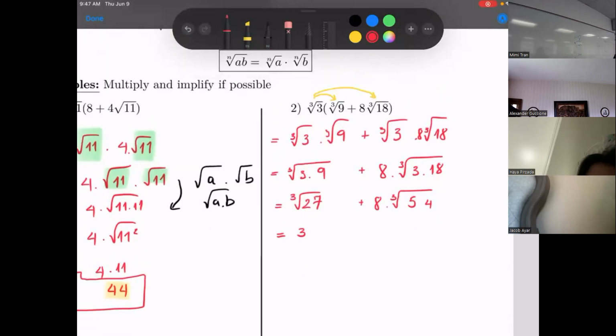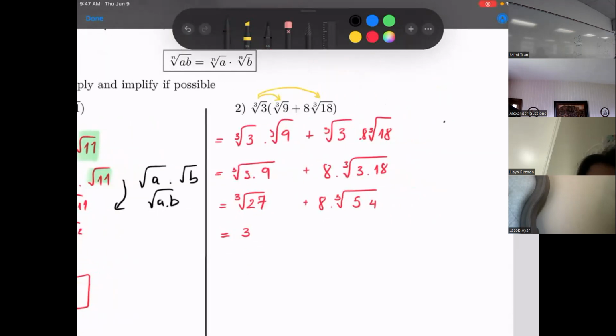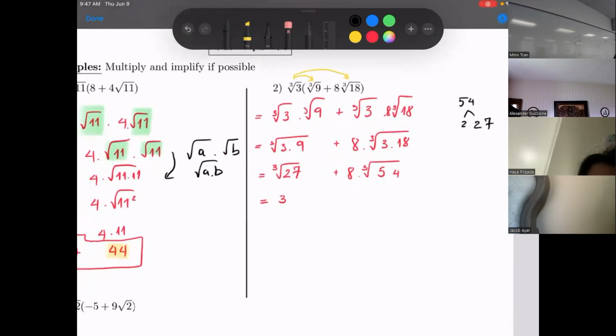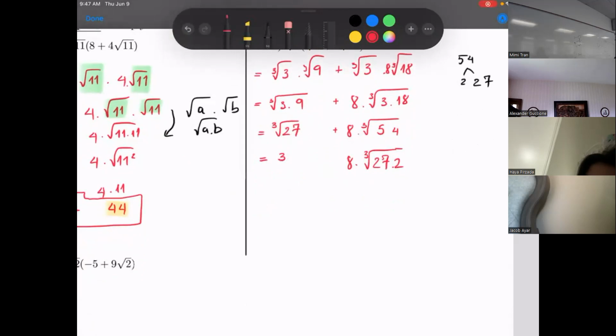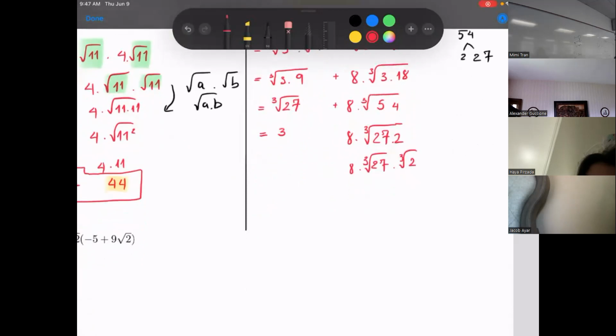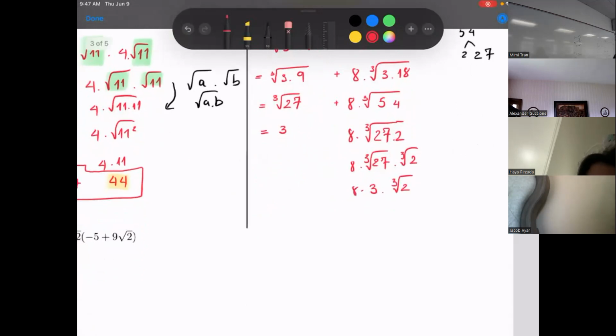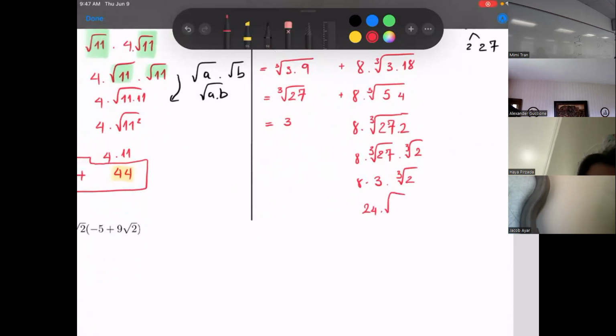All right, so let's do a little tree thing. 54, 2, 27. Okay, so I have 27 times 2. 8 times cube root of 27 times 2. And then you can break it apart. So 8 times cube root of 27 times cube root of 2. Again, cube root of 27, you know that's 3. And cube root of 2 is cube root of 2. 8 times 3 is 24. Cube root of 2.